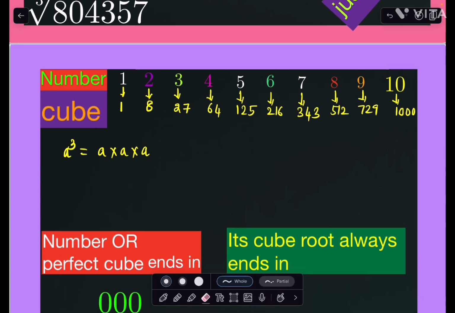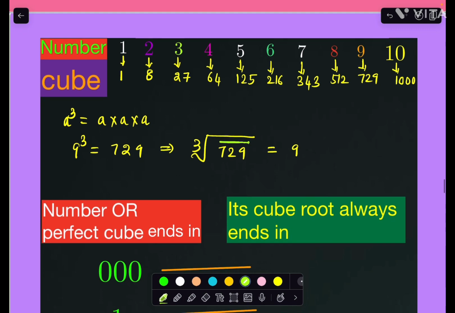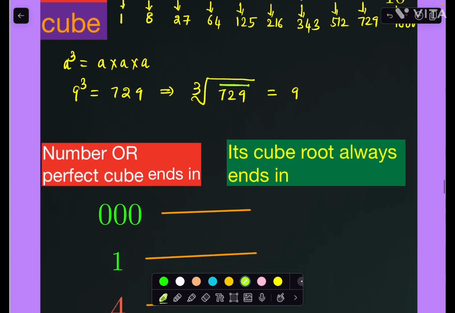Suppose I'm taking 9 cube, which equals 729. Now what is the cube root of 729? The cube root of 729 is 9 only. Now we observe that a number containing 3 digits gives a cube root of only a single digit. With this observation we'll estimate the cube root of a number.